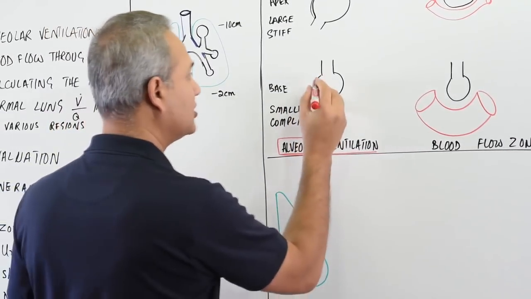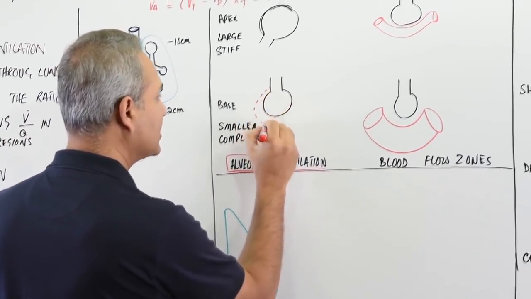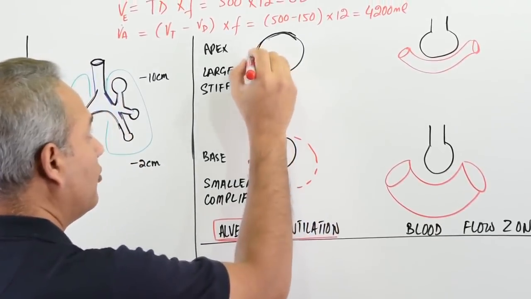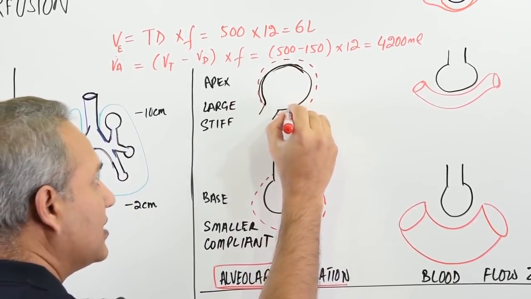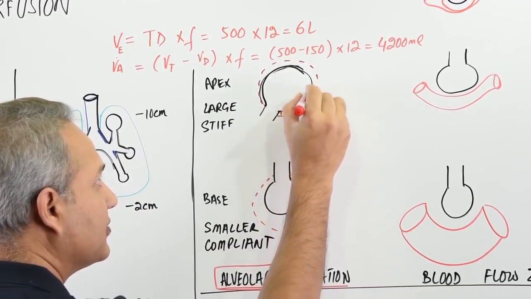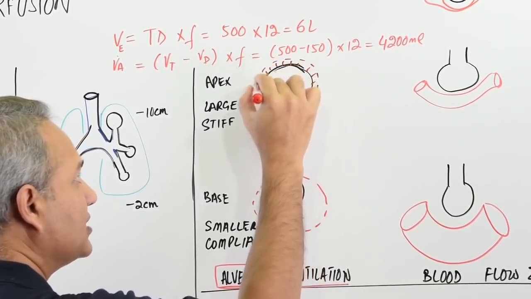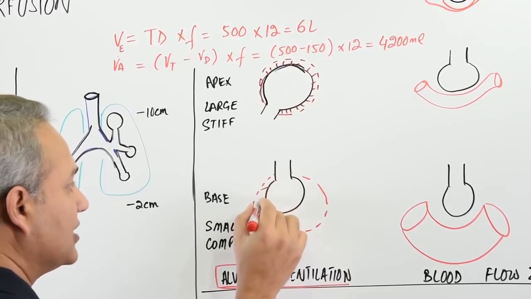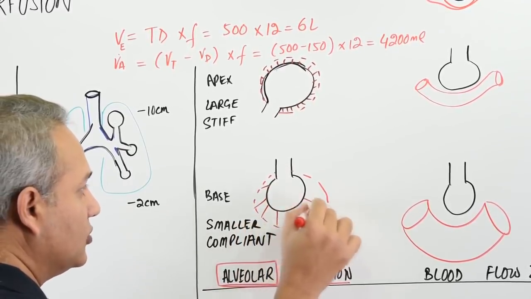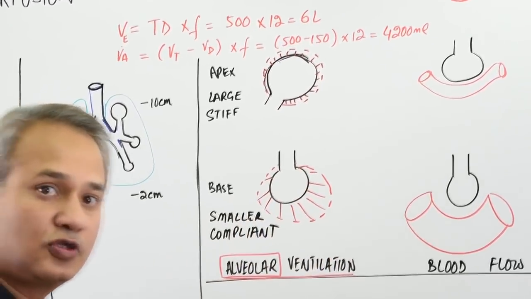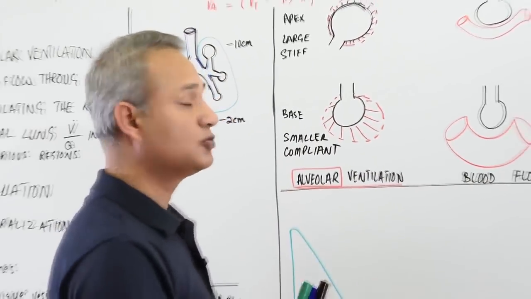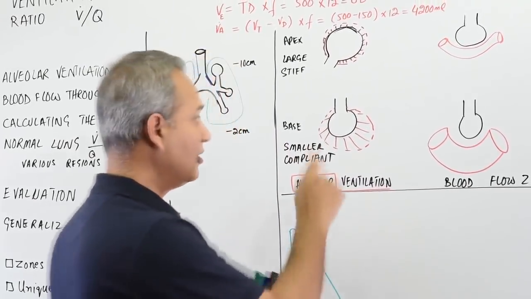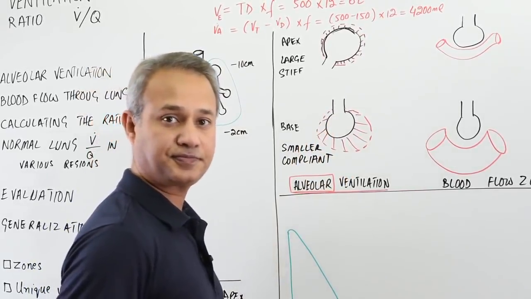So if this is the normal small size, the alveolus can go from here to here. Over here the alveolus can go a little bigger as well. So here the total difference in expansion is this, while here you can expand all the way to this big size. So do you think that with one inspiration, which alveolus would get more air? Of course, at the base.